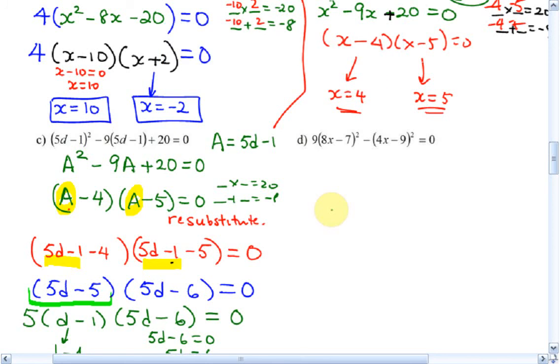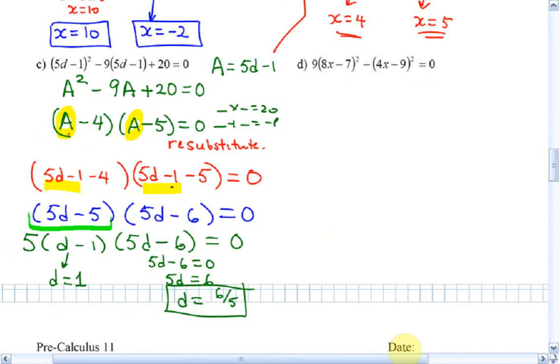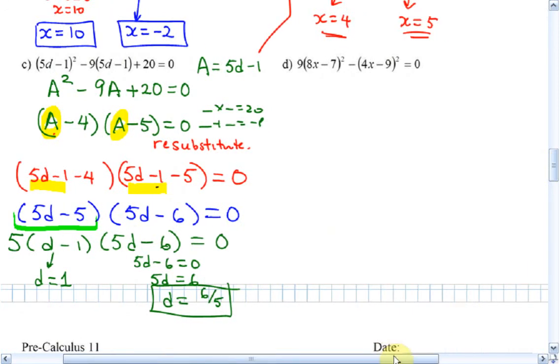So let's see if we can finish off the last example, example 2D on page 2. Okay? So here we go. I see this question here. It says 9 bracket x squared minus 7 all squared, or 8x minus 7 all squared, take away 4x minus 9 all squared. Ladies and gentlemen, what do you see? What kind of question is this when you do factoring? It's something minus something. Hint, hint, hint. We just did something like that? Yeah, it's that difference of squares once again.